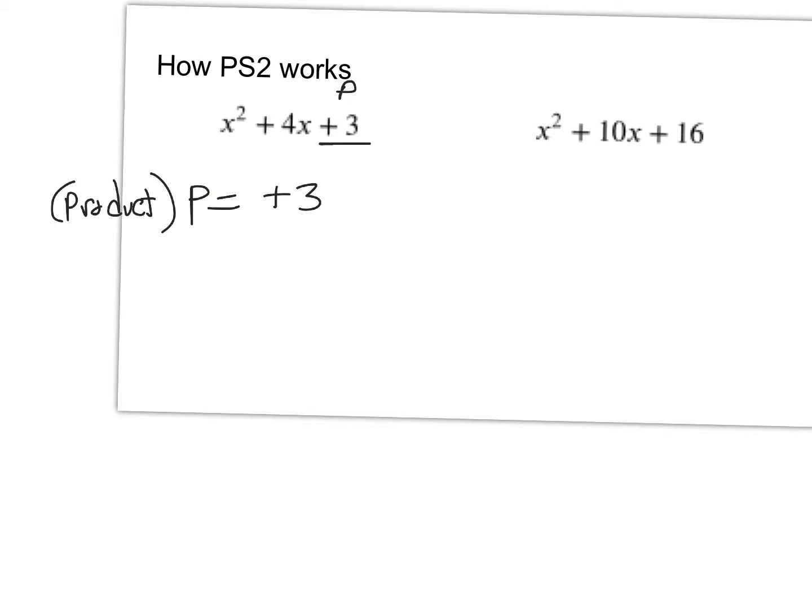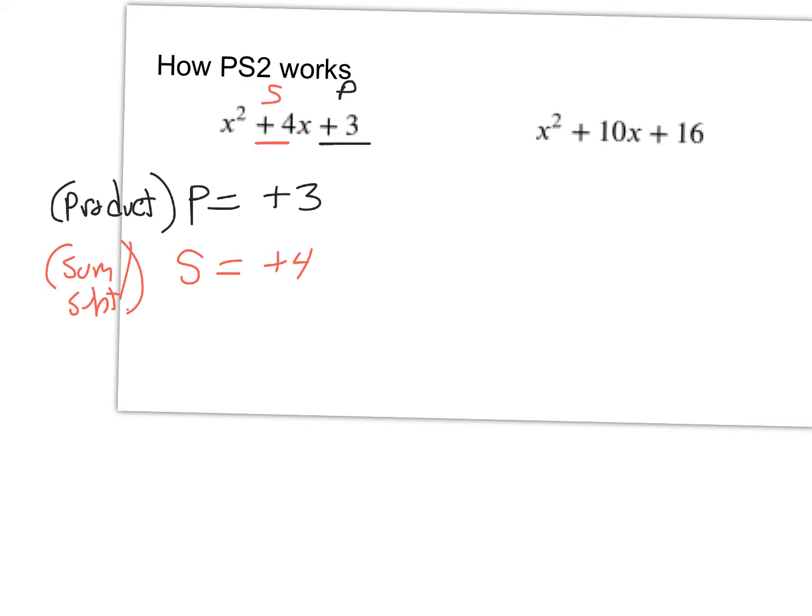Now, the next part is the S component. And that stands for sum or subtract, depending on what we're dealing with here. That is going to be right here. It's going to be the S. So it's positive 4.